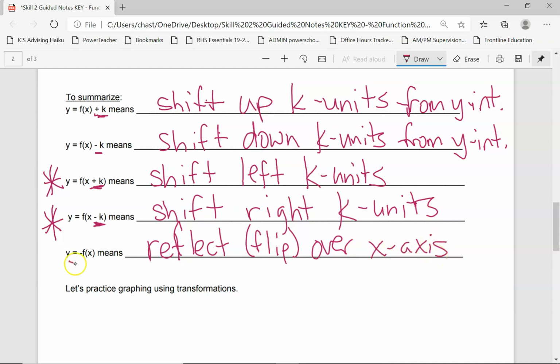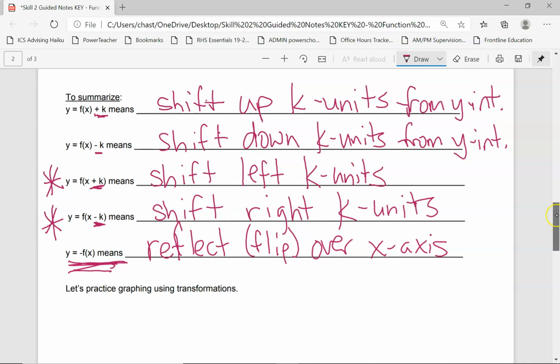Now, I will tell you that when you're looking at that flipping one, if you have other transformations occurring first, you always do those other transformations before you do the flip. So if you have to shift left and up or right and down or whatever it may be, you have to make those shifts before you do the reflection, because it's not always just that it goes down. It's a reflection from wherever its starting point is over the x-axis.